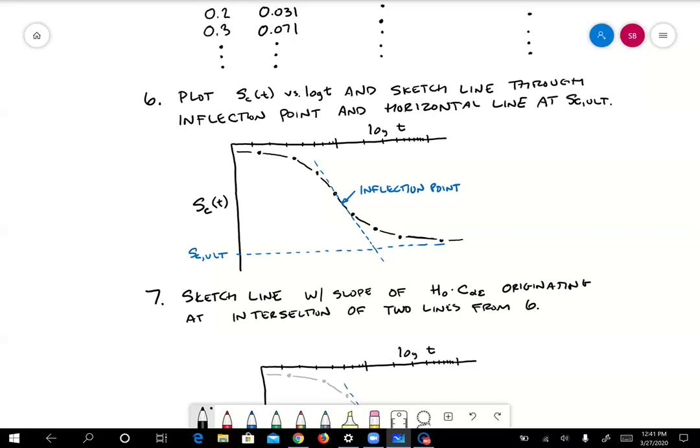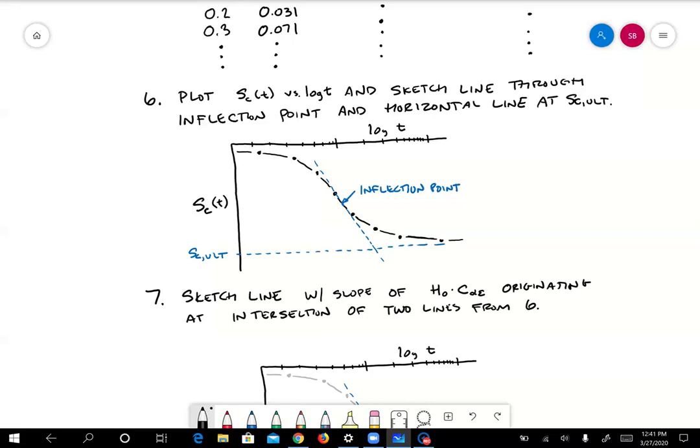So this might be 0, and this might be 0.2 meters or something like that down here. And then we have time on a log scale. So these would actually be arithmetic numbers appearing on the axis, but we transform the axis to log coordinates.